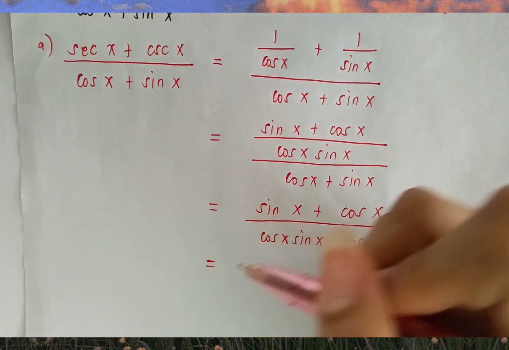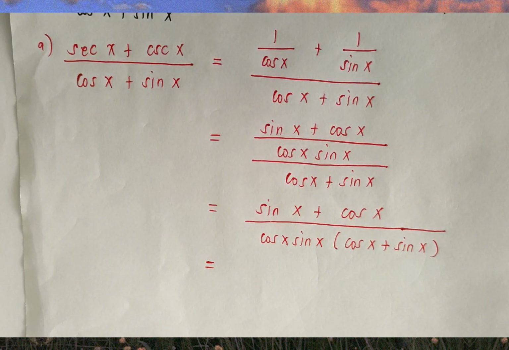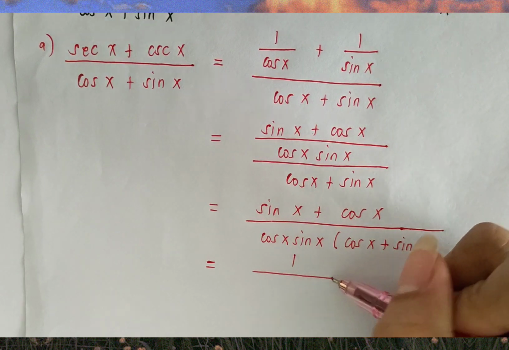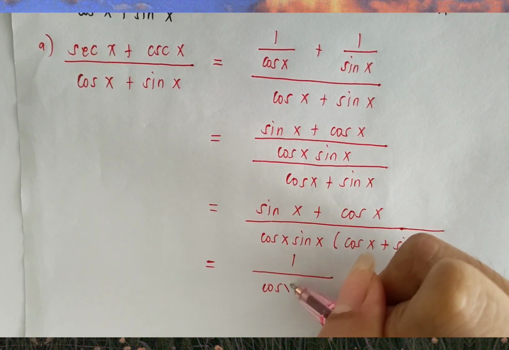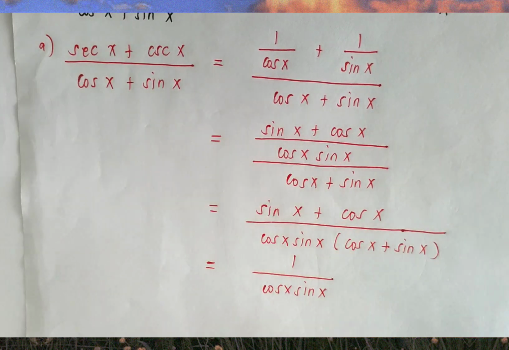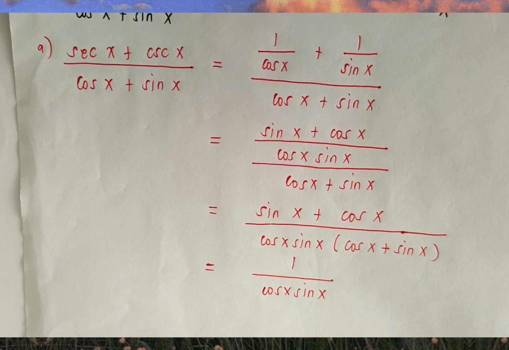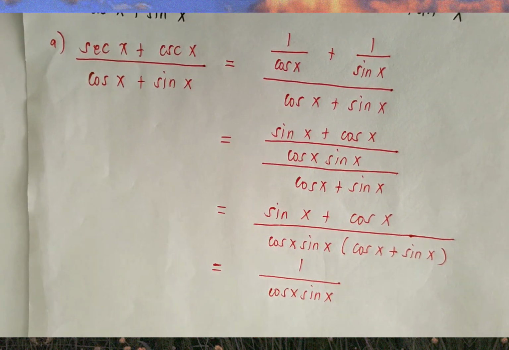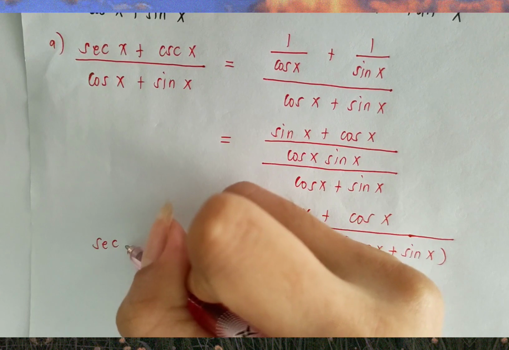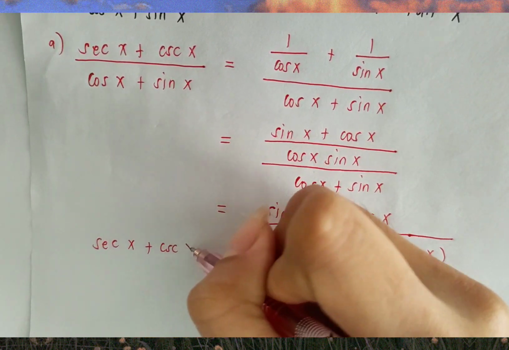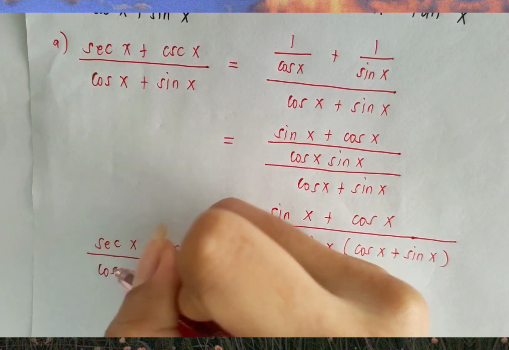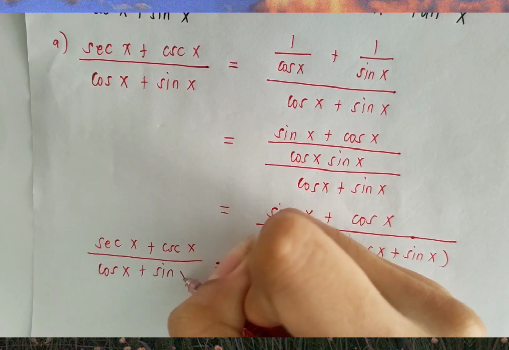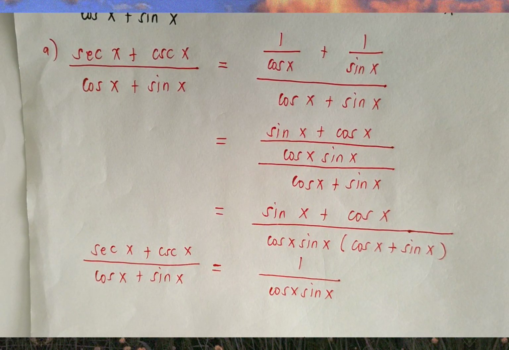Okay, let us now get the answer. We have sine x plus cosine x is 1, all over cosine x sine x. This is now our answer for letter A. So let me write: secant x plus cosecant x all over cosine x plus sine x is equal to 1 all over cosine x sine x.